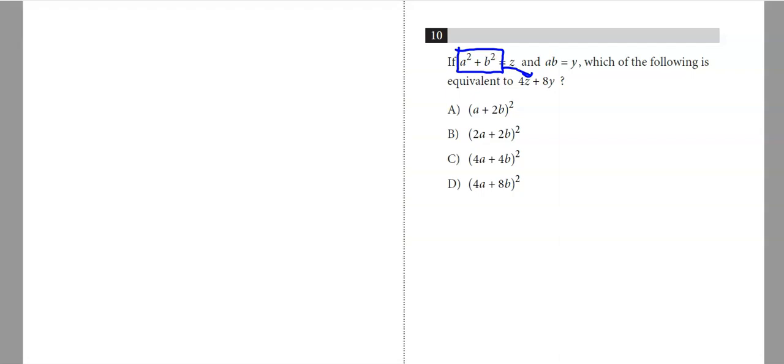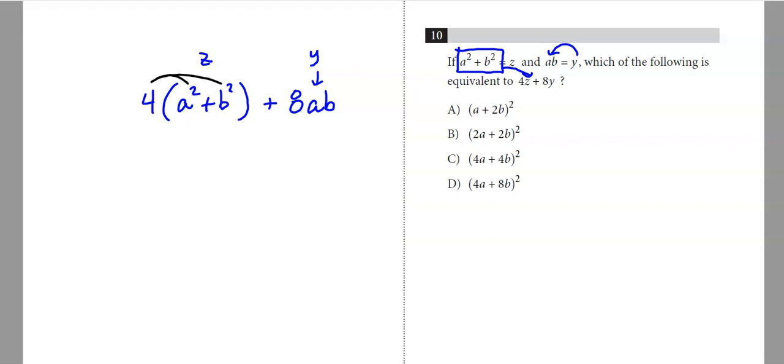So I'm going to move over here to the left side. So we have 4 times, this is really our z, but we just replaced it. And then we're going to add to that 8 times, and instead of putting y in there, we now know that y is just ab. So 8ab. I just stuck that in for y. And now we got to simplify this. So let's do a little bit of distributing here. So we have 4a squared plus 4b squared plus 8ab.